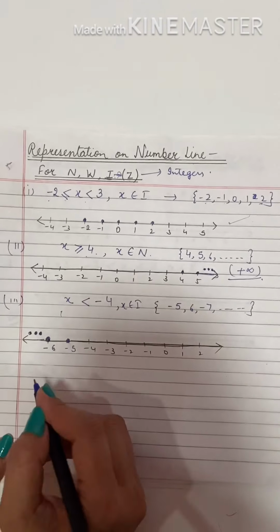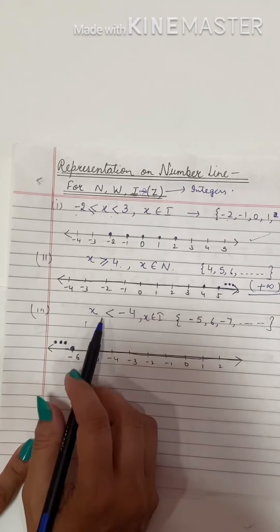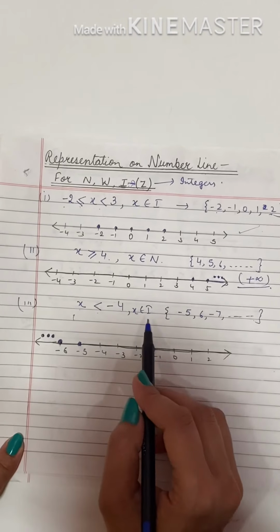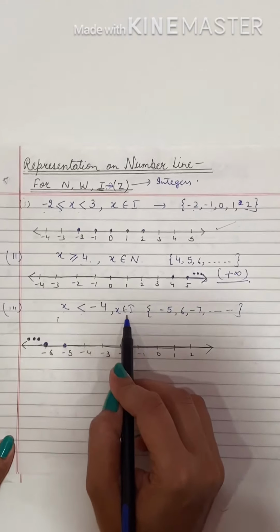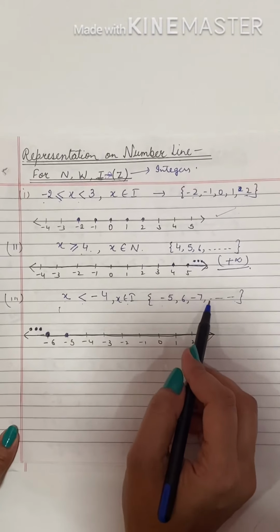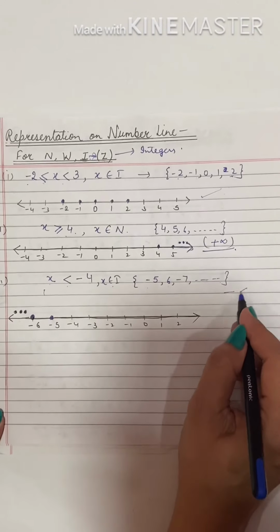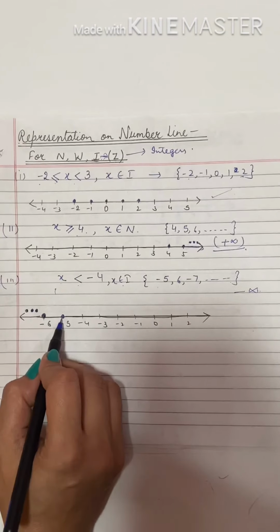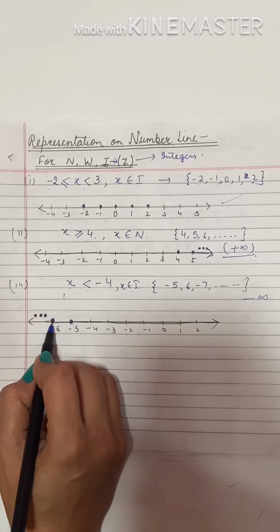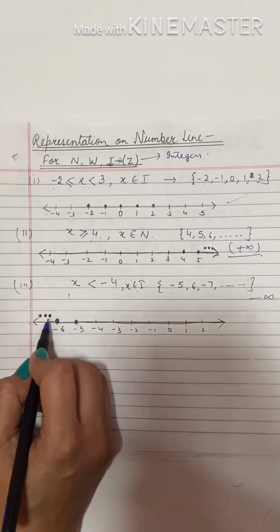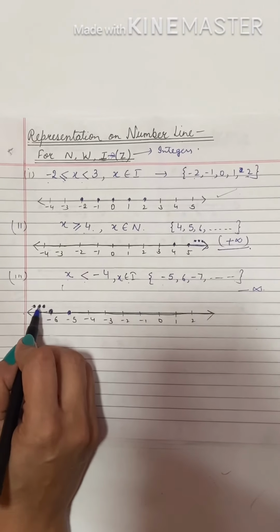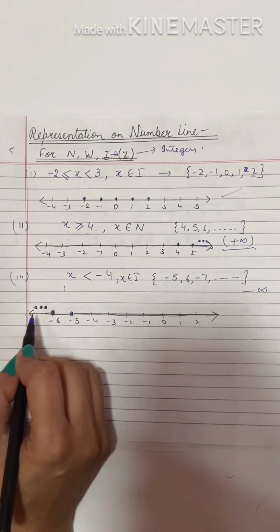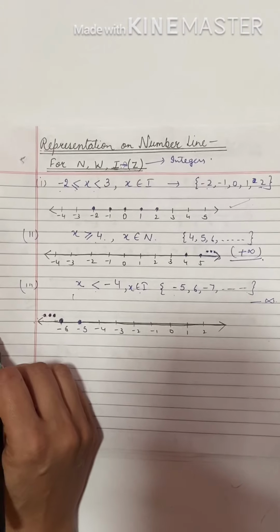Clear? Same is the case if it goes to negative infinity. Suppose we are getting the solution as x < -4 and x belongs to integers. So it will be -5, -6, -7 and so on, going up to negative infinity. When I am representing on the number line, -5 highlighted, -6 highlighted, and then above the number line on the left side we are going to put these 3 dots. These 3 dots or small circles mean it is going up to negative infinity.